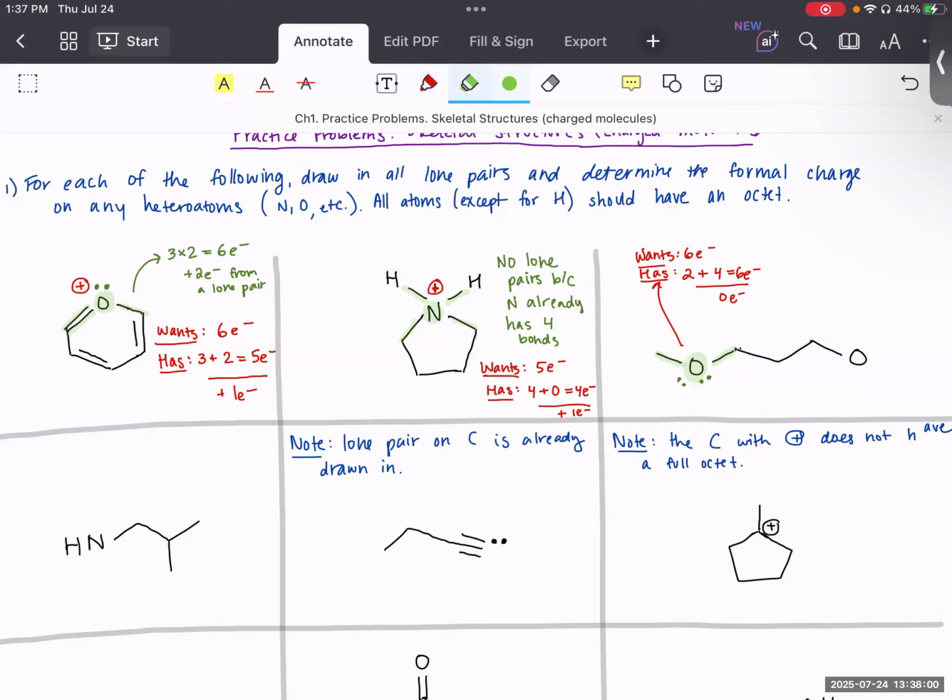Now let's take a look at this one right here. So the one on the right has only 1 bond. And so to get an octet, we'd have to fill in 3 more lone pairs to make sure that that oxygen has a total of 8 electrons. And so from here, we can calculate the formal charge. So we have that oxygen wants 6 electrons. And then it has 1 from that bond and then 6 from the lone pairs. And so it has a total of 7 and so we end up with 1 or -1. And so the charge on this oxygen is going to be -1.